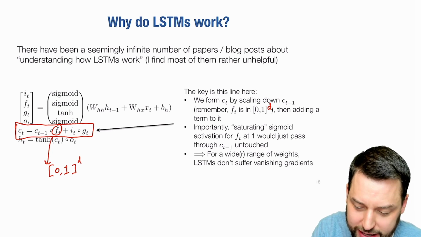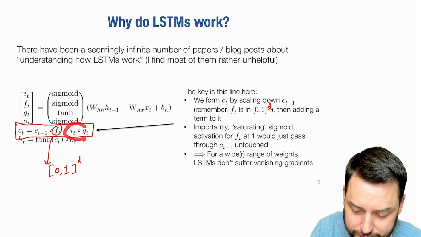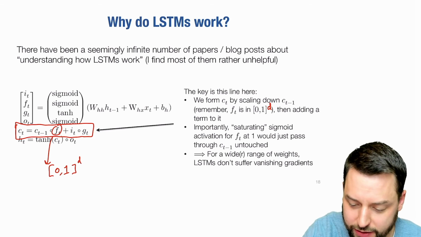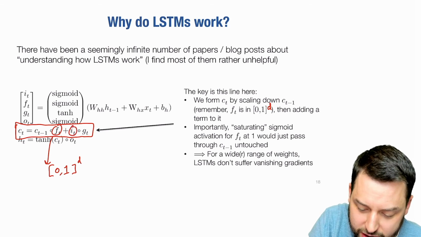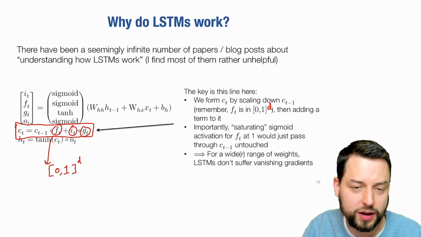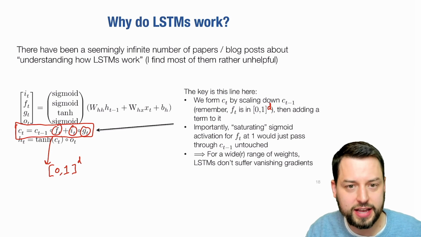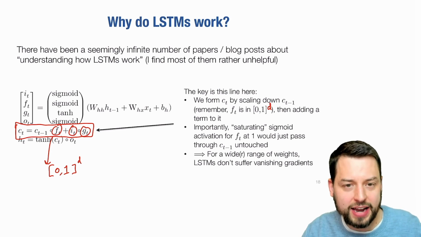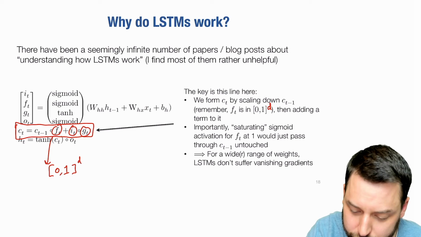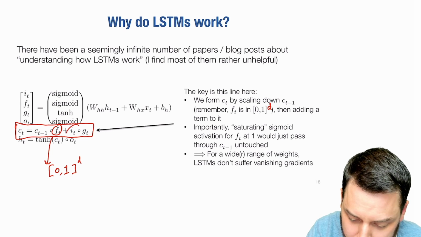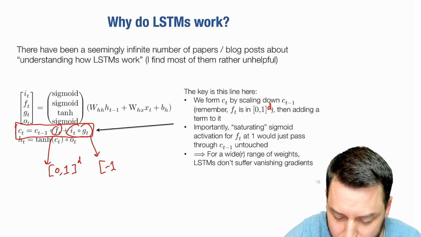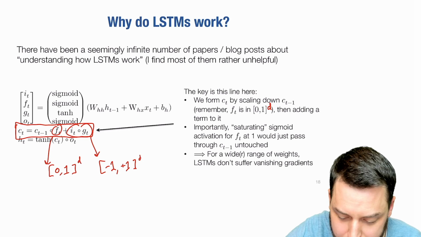Then we're going to add to it this term here, right? And this term here, again, is a term that is also going to be in (0, 1). And then g_t, which is going to be between -1 and 1. So we're adding to this cell state, we're scaling it down, and then adding an additional bounded term, right? This whole term here, because you're multiplying (0, 1) times (-1, 1), would be between -1 and +1, right?